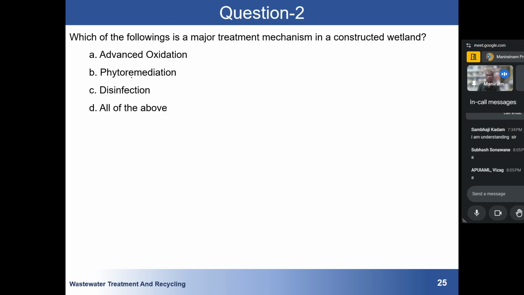Coming to the second question: which of the following is a major treatment mechanism in the constructed wetland? I have not directly used the term, but I have said that plants are used to remove these things. So just go through the options one by one: where does advanced oxidation occur, where does phytoremediation occur, where does disinfection occur, and based on this try to answer. Which of the following is a major treatment mechanism in the constructed wetland? Anyone in the group?